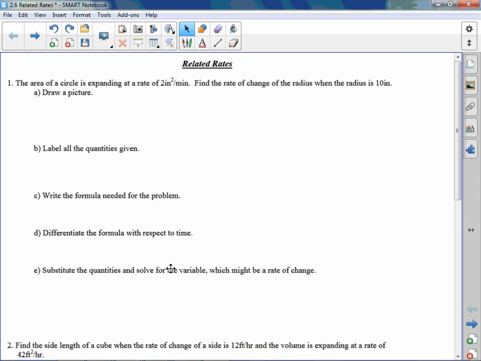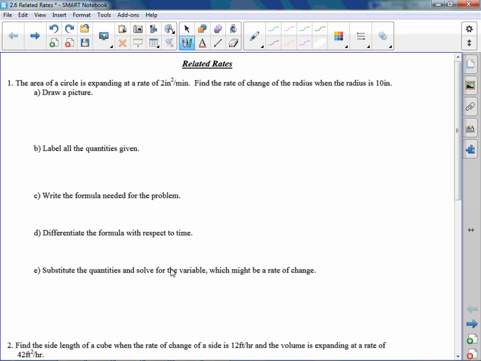All right, folks. Today we get to begin our study of related rates. If you have a circle, and the area of the circle is expanding at a rate of 2 inches squared per minute, and we want to find the rate of change of the radius. So how is the radius changing when the radius is actually 10 inches? Let's pretend and put it into context.